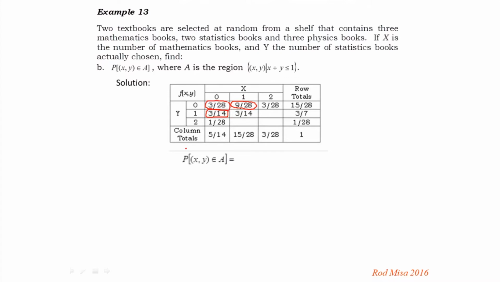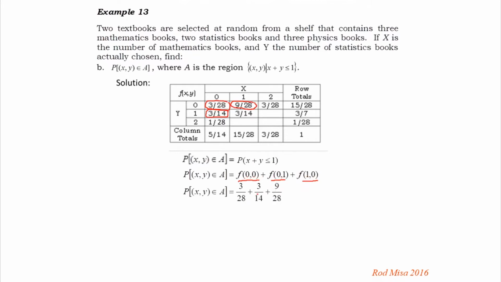Then therefore, we say that the probability of the sum of the two random variables which is not greater than 1 is equal to the f of 0, 0 added to the probability of 0, 1 and the probability of 1, 0. Because you see here that the sum of x and y is not greater than 1.